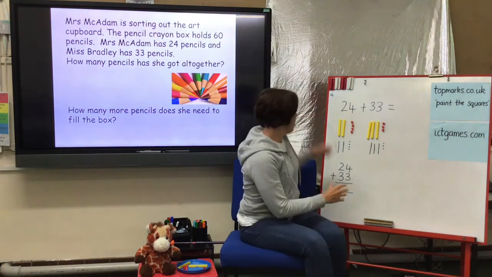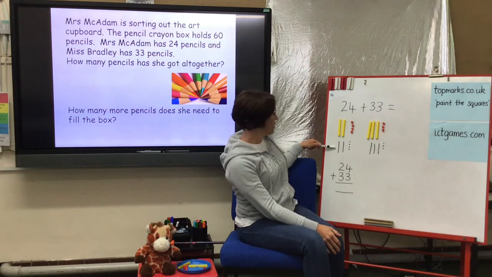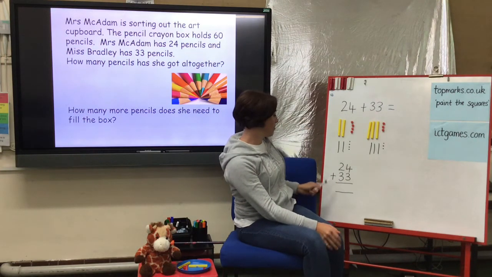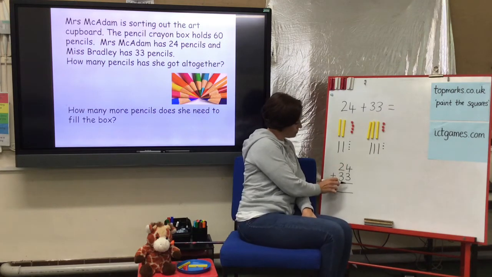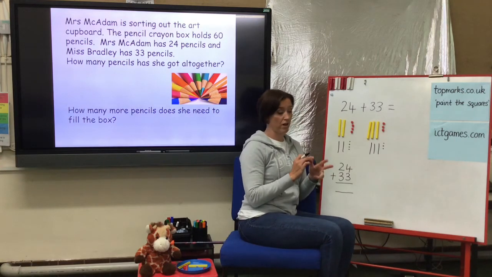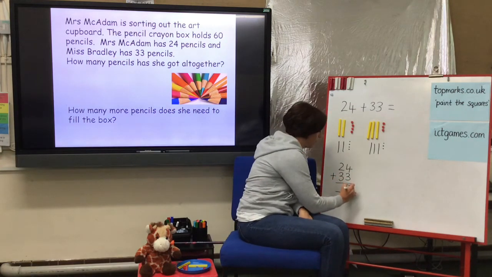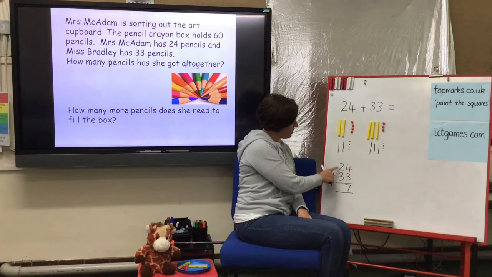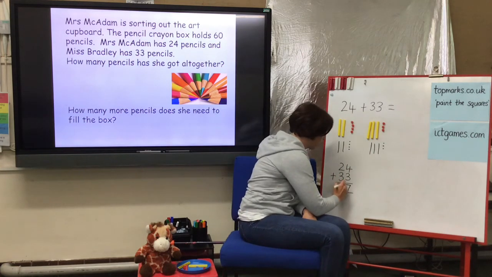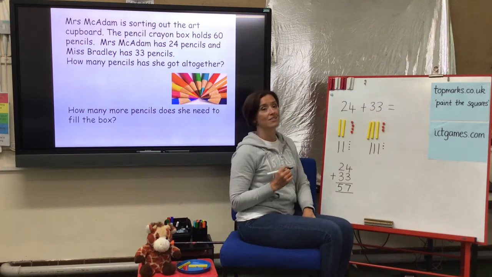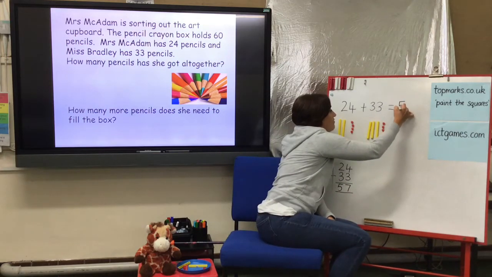So to do that, we could use our equipment, do a little jotting, or we could do our column method. Okay, so let's have a little look. I'm going to go down to the column method. So 4 add 3, 4 add 3 more, 5, 6, 7. For our tens, 3 add 2 or 2 add 3. Well, I know 3 add 2 is 5. So I've quickly got to my answer, 57.